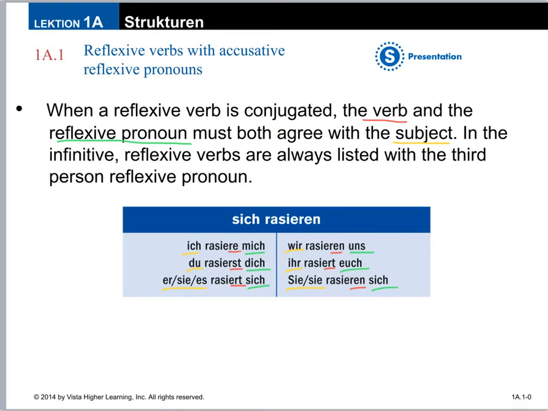These verbs follow our typical verb rules that we have to have subject-verb agreement. So if you have ich, your verb has to end in an e. If you have du, the verb ends in st, and so on. You also have to make sure that the reflexive pronoun agrees with the subject. If it's ich, it's mich. If it's du, it's dich. So here you see I underlined the subject, the verb, and the reflexive pronoun, and they all have to agree with each other.